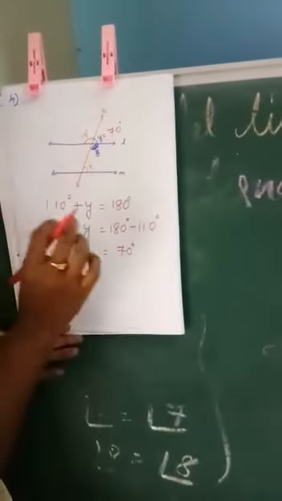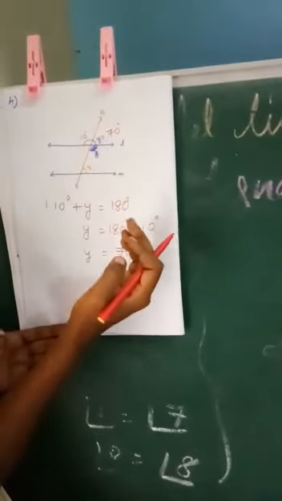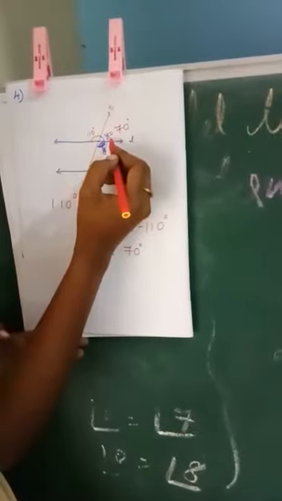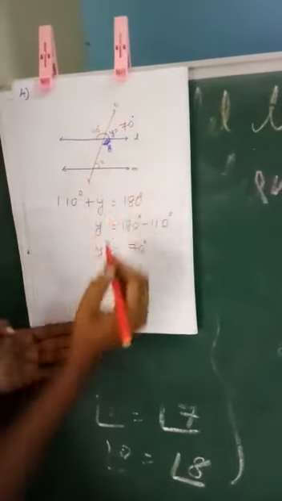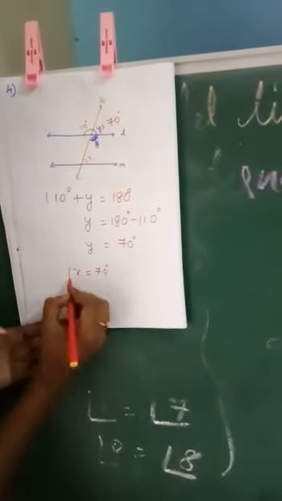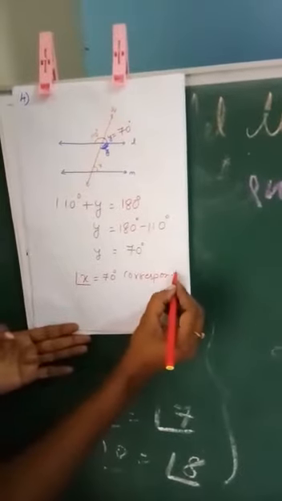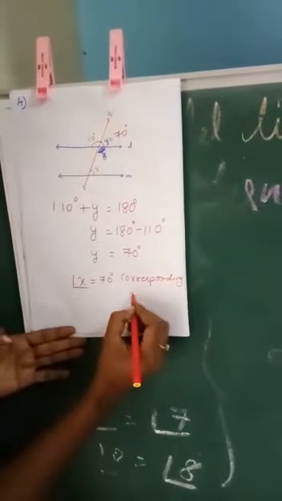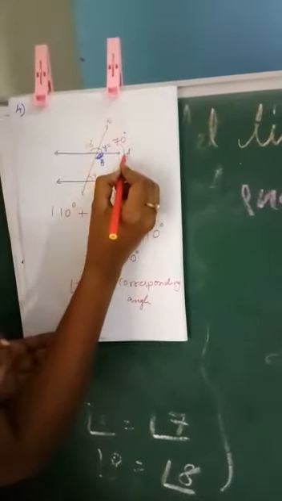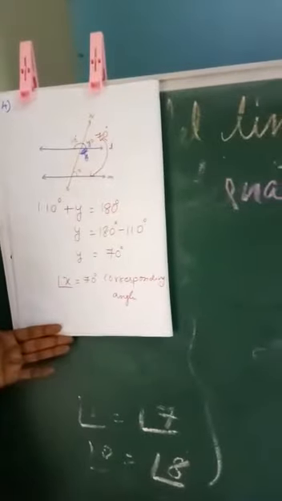So already in the question it is given L is parallel to M. According to properties of corresponding angles, for y, which one is called the corresponding angle? x is called the corresponding angle. Therefore angle x is equal to 70 degrees, because it forms a corresponding angle.